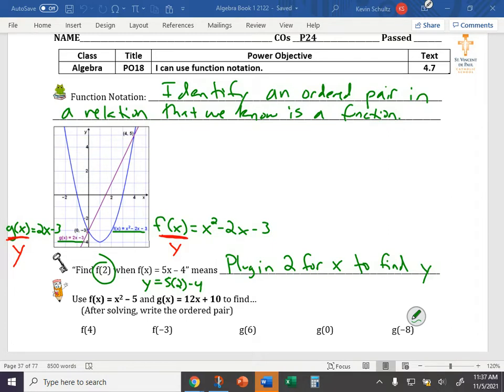What is 5 times 2 minus 4? John? 6. 6. Okay? So y would equal 6. Okay?